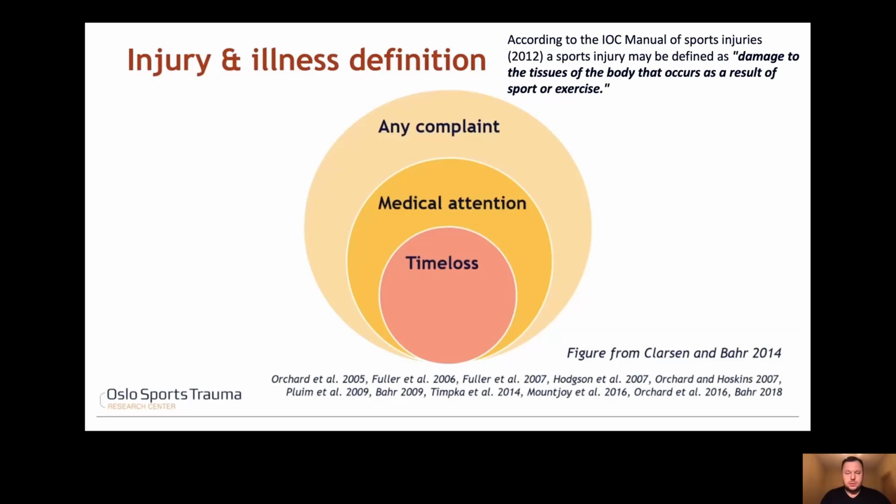And I want to start from the definition of injury and illness. According to the International Olympic Committee Manual of Sports Injuries, sports injury may be defined as damage to the tissue of the body that occurs as a result of sport or exercise. Actually, we have different situations of the injury, which is important for you as coaches.